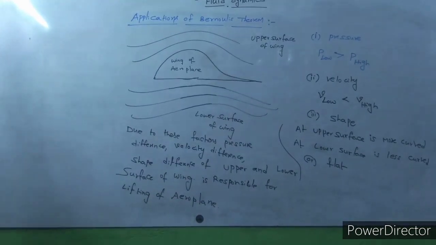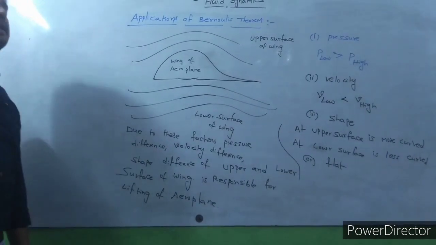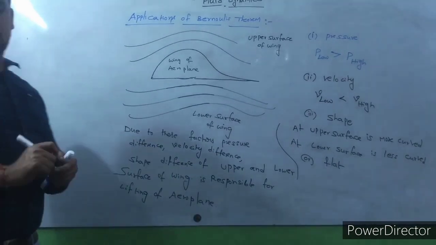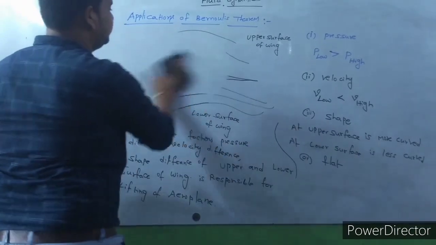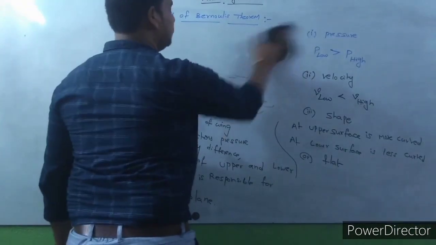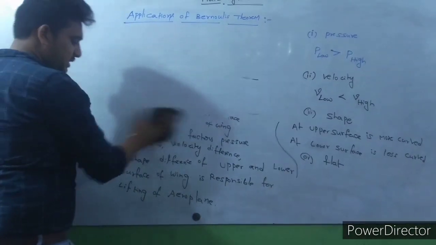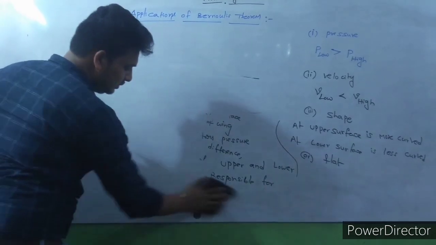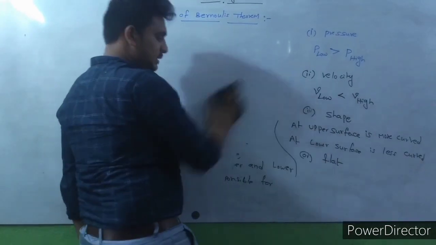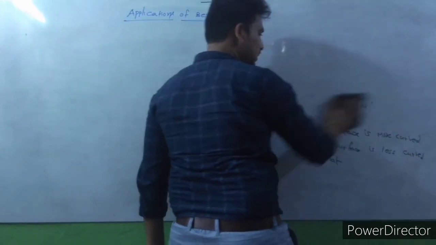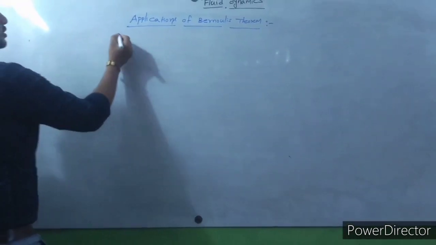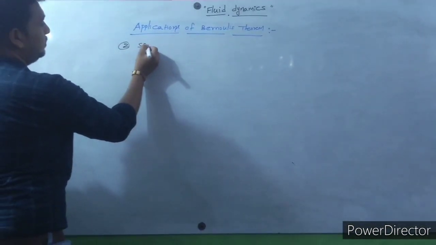So lifting of an aeroplane is the best example for Bernoulli's theorem. Next, the second application of Bernoulli's theorem: spinning ball.